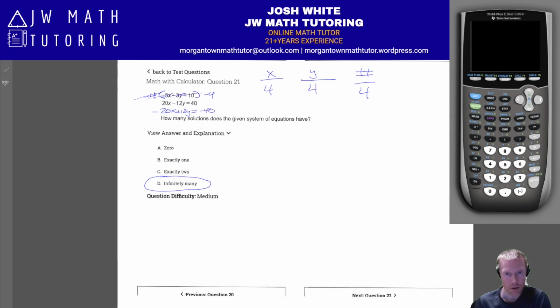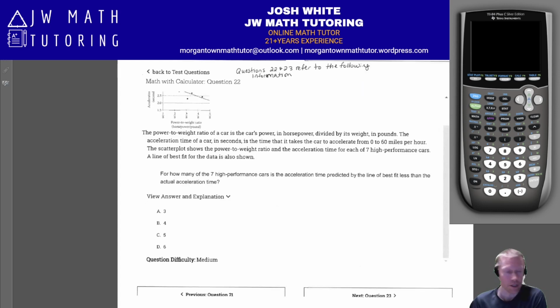So now, when you add down, notice that everything's going to cancel out. You're going to get 0 equals 0. Whenever you're solving a system of linear equations and you end up with the same number on both sides of the equal sign, whether it's 0 or some other number, that means that the answer is going to be infinitely many solutions, or sometimes you also might see it as all real numbers.